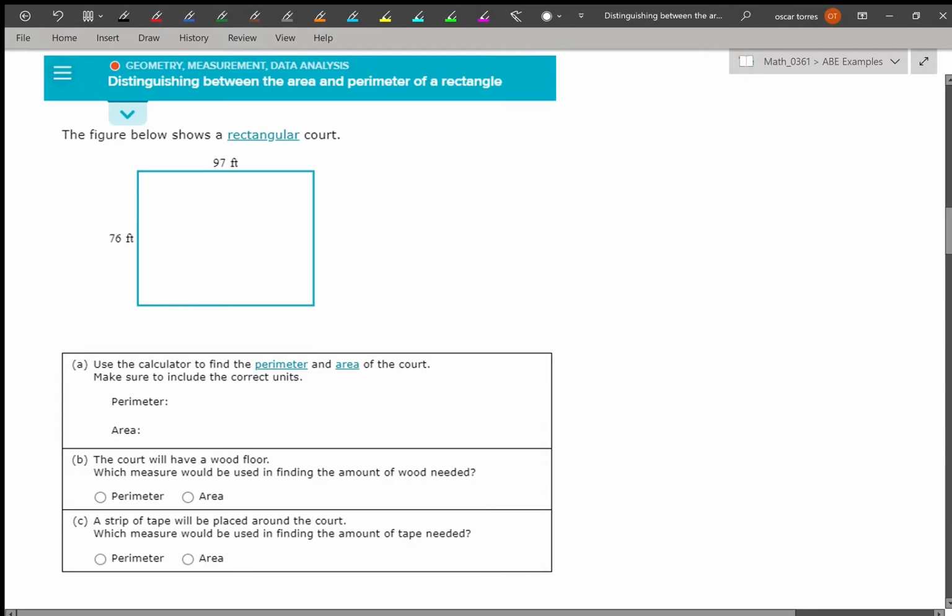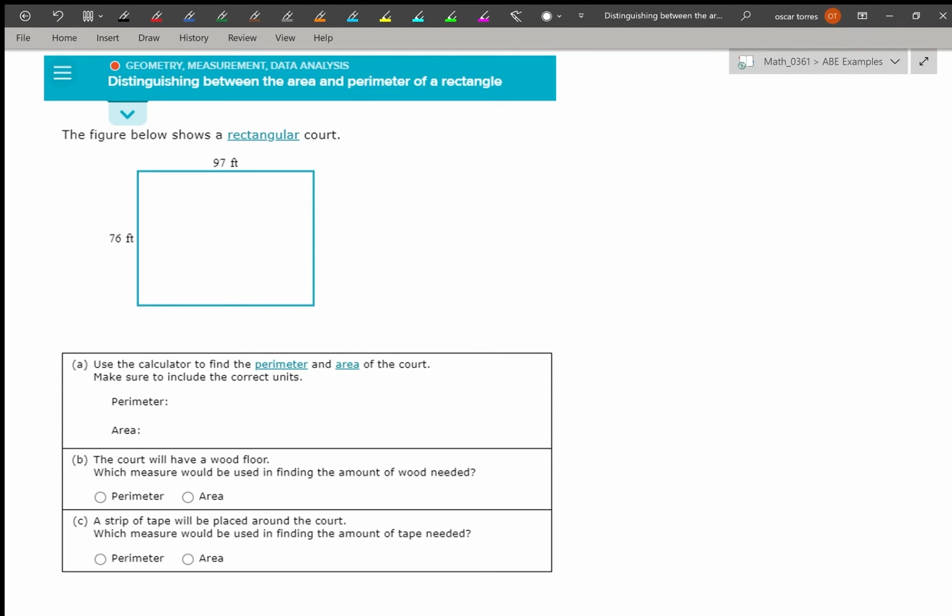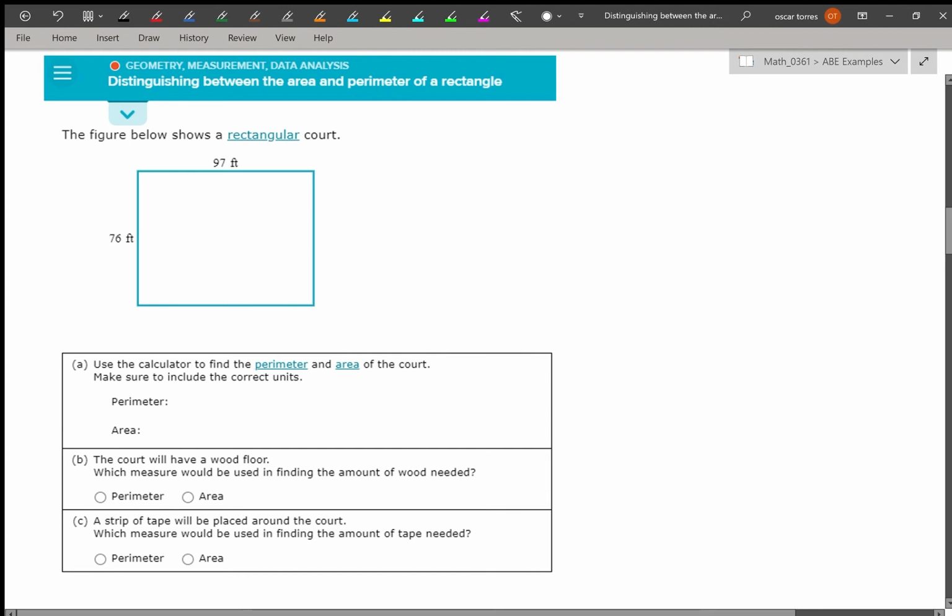For this problem, we're given another rectangle, and we're asked to find the perimeter and the area of the figure. So again, perimeter is just the distance around a figure, in this case the distance around the rectangle. Following the properties of a rectangle, if we know that this length up here is 97, then we know that this length at the bottom is also 97. If this length is 76 feet, then we also know that the length on the right is also 76 feet.